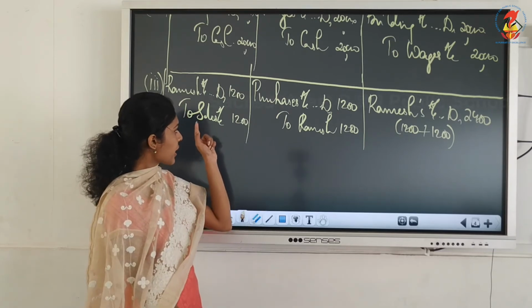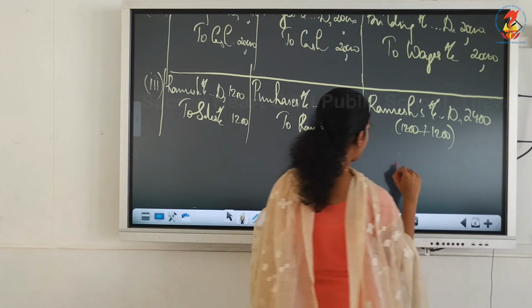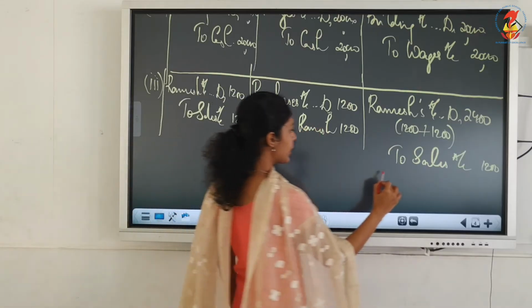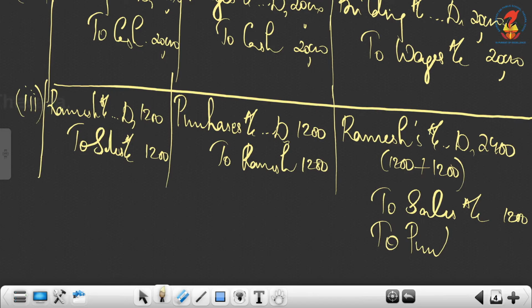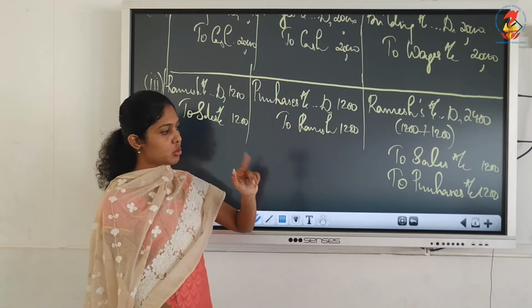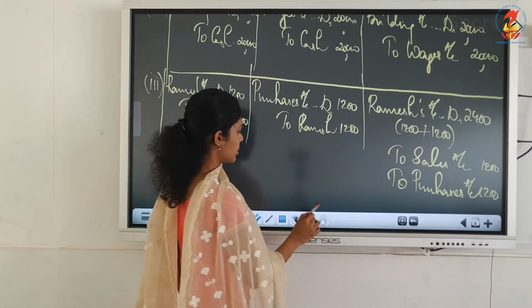Then sales account is to be credited, which we haven't done. So we will do it now. Just write to sales account 1,200. Then purchases account was wrongly debited, that we will cancel now. So to purchases account 1,200. So this is the final journal entry, that is a compound entry. Ramesh's account debtor, to sales, to purchases.